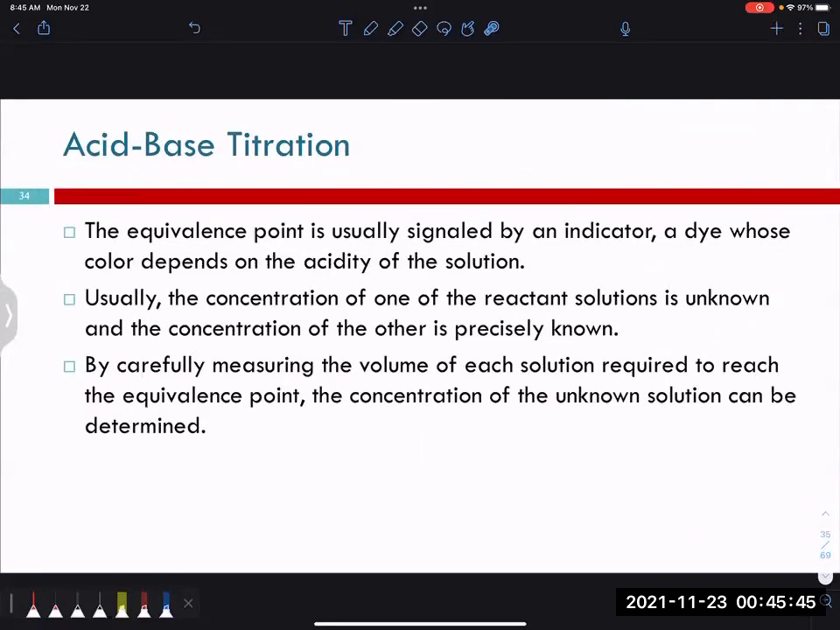So this equivalence point is usually signaled by an indicator, which is a dye whose color depends on the acidity of the solution. So how many protons are in the solution? Usually the concentration of one of the reactant solutions is unknown, and the other is precisely known, so we'd know that out to several decimal places. By carefully measuring the volume of each solution required to reach the equivalence point, the concentration of the unknown solution can be determined based on the concentration of the known.